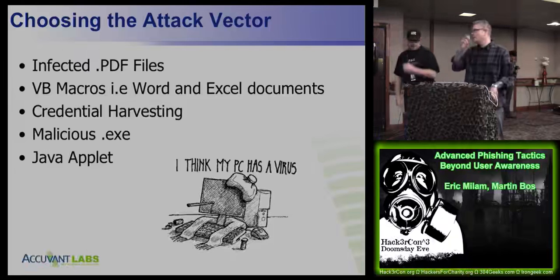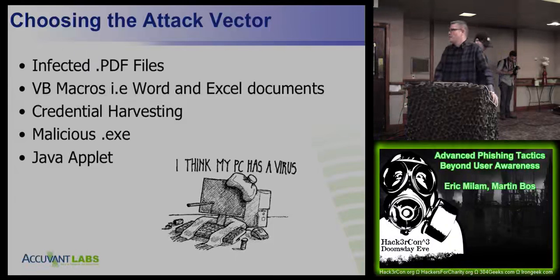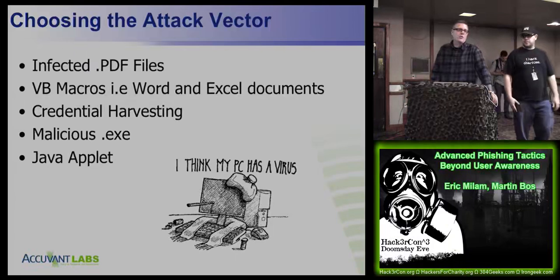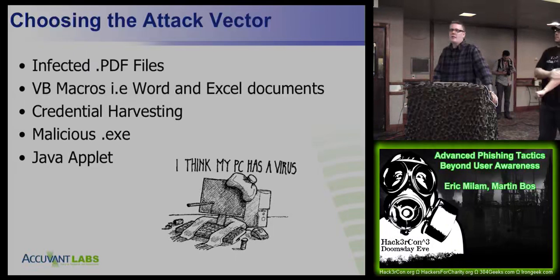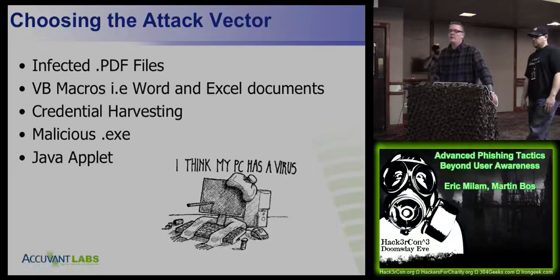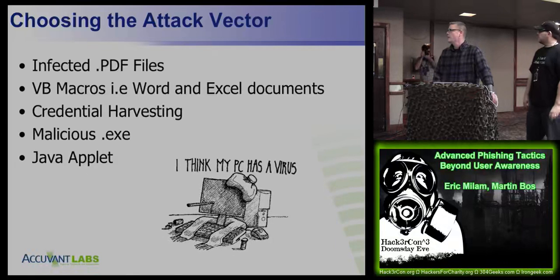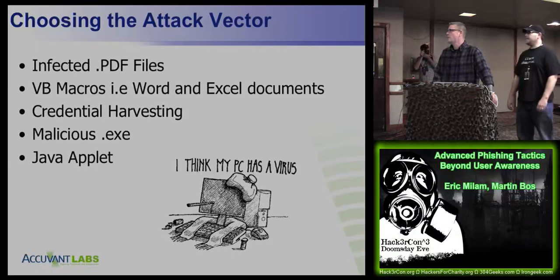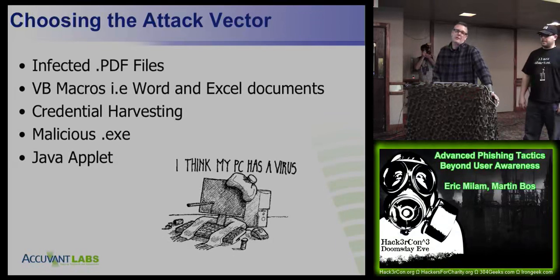All right, so the next thing you've got to do is choose the attack vector, right? And so this goes back to our research: what type of AV are they using? Are we targeting the HR department, for example? So the ones that we use are obviously infected PDFs. I mean, Adobe's got a 0 day every week, so you've got a pretty good chance of one of those working. VB macros and Word and Excel documents.